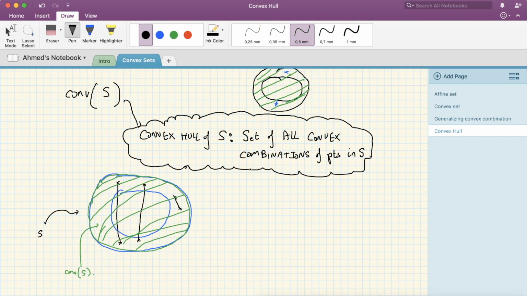You can also show that the convex hull of a square, which is already convex, is the square itself. So if this is my S, you can prove that the convex hull of S is again S, and the convex hull of a convex set is again convex.